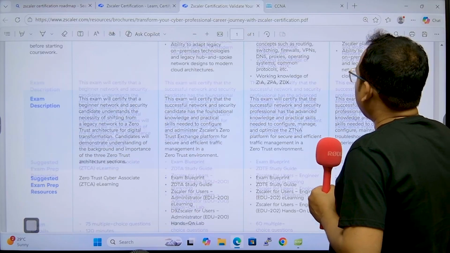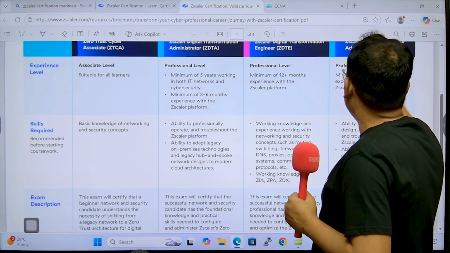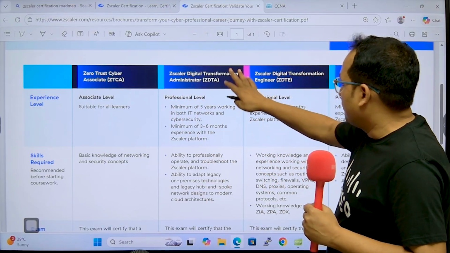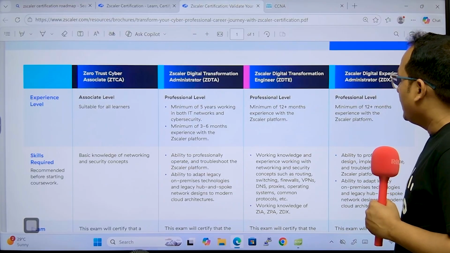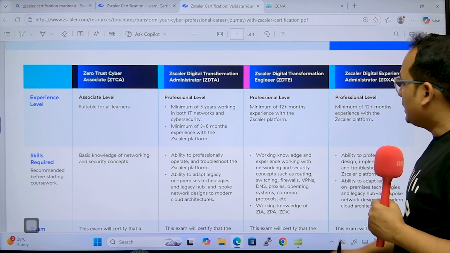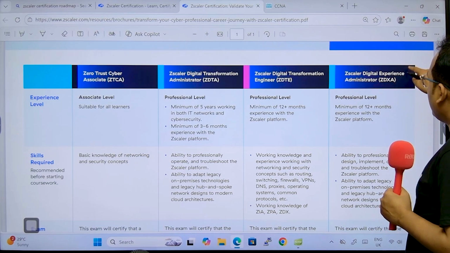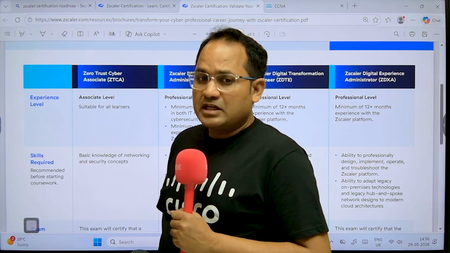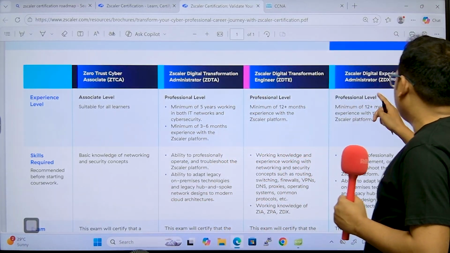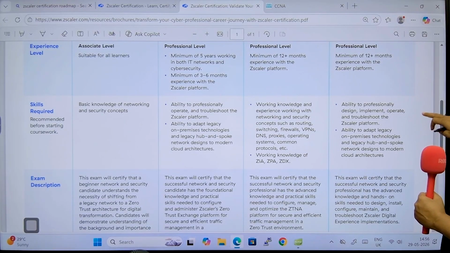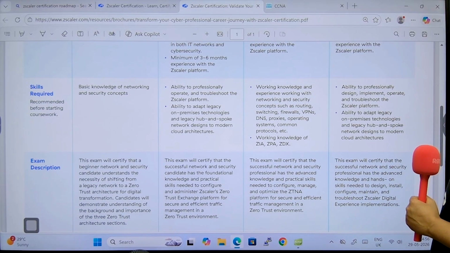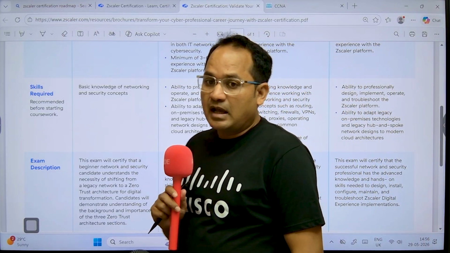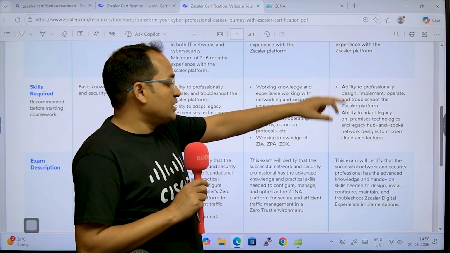So basically you have to target these two exams only, JDTE and JDTA. You can just plan for that and go for those certifications. In our courses, we cover both of these, so you can get everything in great detail. Now, if you want to become a Zscaler Digital Experience Administrator, especially for monitoring, again you need good experience, 12 years, and the ability to design, implement, operate and troubleshoot the Zscaler platform, and analyze any kind of latency, loss or application behavior. This is going to be covered in the JDTA.